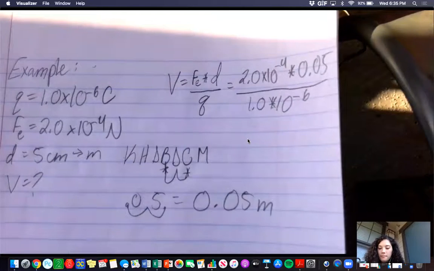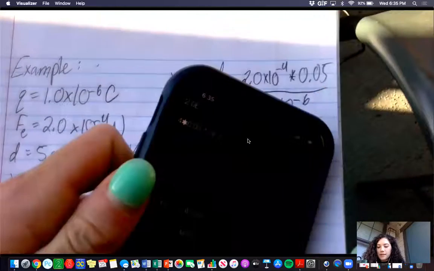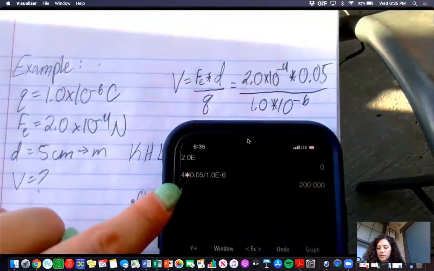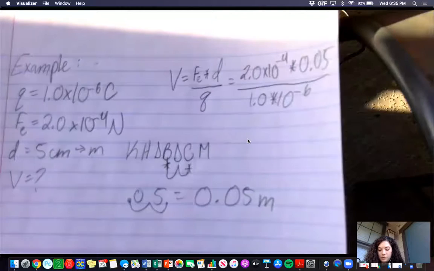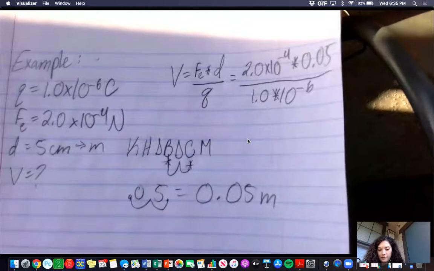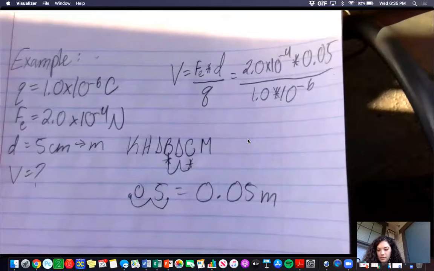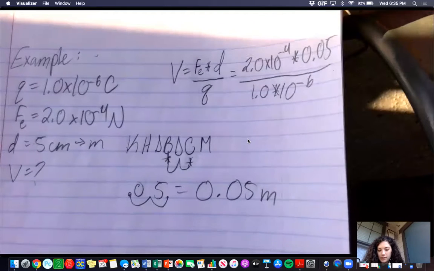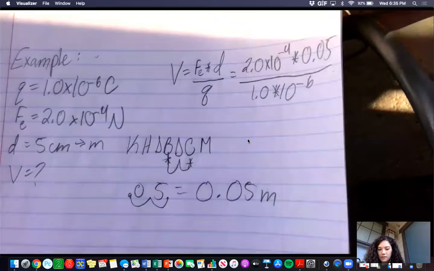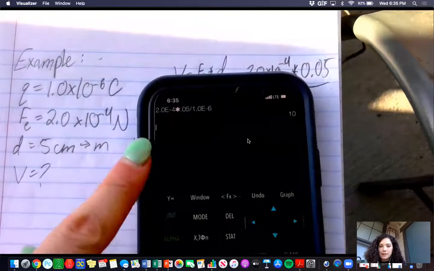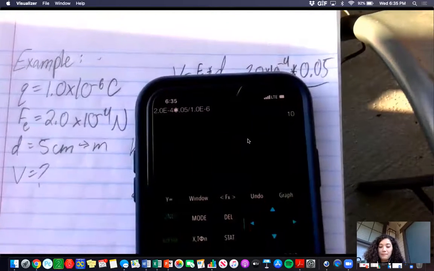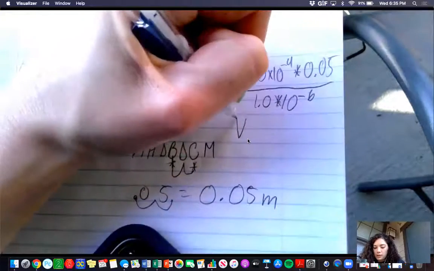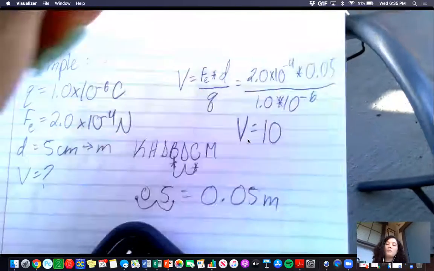Oh, I made a mistake when I was typing. I didn't type 2.0 times 10 to the negative 4. I accidentally just typed a 4. So let's try that again. 2.0 times 10 to the negative 4 times 0.05 divided by 1.0 times 10 to the negative 6. All right, I typed it correctly this time and I got 10. So my voltage is equal to 10. But what are my units going to be?